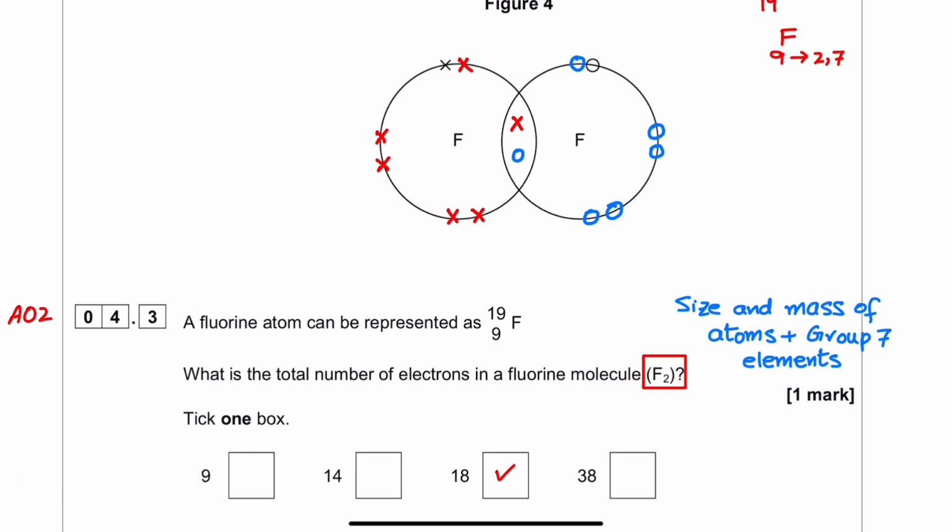4.3 is an AO2 question, and this question is from size and mass of atom and group 7 elements. Fluorine is shown here that has atomic number 9 and mass number 19. What is the total number of electrons in a fluorine molecule? If you draw fluorine here, that's the 9 and 19. This is another fluorine here, 9 and 19. The total number of electrons present in fluorine are 9 and 9, there are 18.